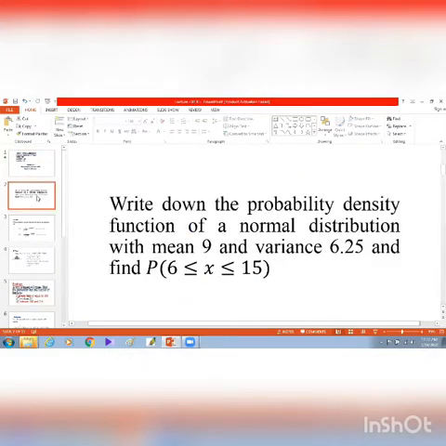My beloved students, there is a problem which is: write down the probability density function of a normal distribution with mean 9 and variance 6.25 and also find probability of 6 less or equal x less or equal 15. It's a simple problem. We have to write down the probability density function when the mean is 9 and variance is 6.25. After that, we have to determine the probability, which is x lies between 6 to 15.